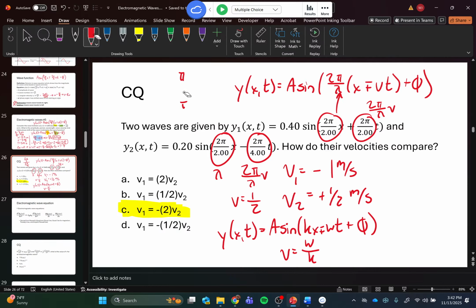So this is just a handy little thing. It's not on your formula sheet, but if it's written in this form, you can just take omega divided by k. And why can you do that? It's because k equals 2 pi over lambda, and omega equals 2 pi over lambda times v. So if I divide those two, you just get v. So that's why. Handy little relationship.